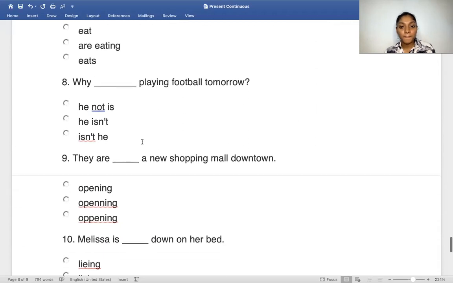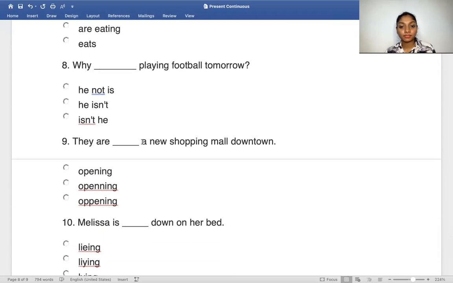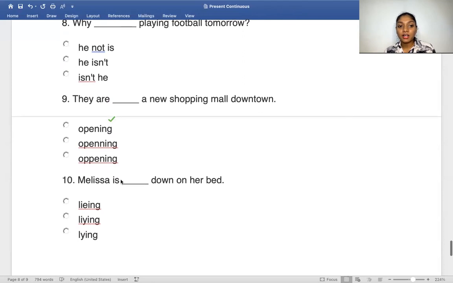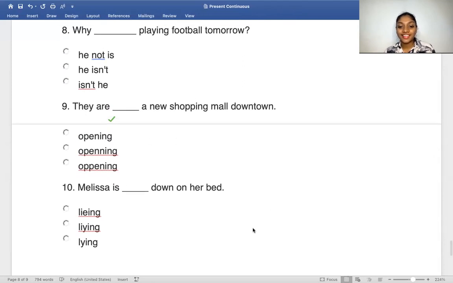Number 8. Why isn't he playing football tomorrow? Why isn't he? Third one is the correct one. Number 9. They are opening a new shopping mall downtown.